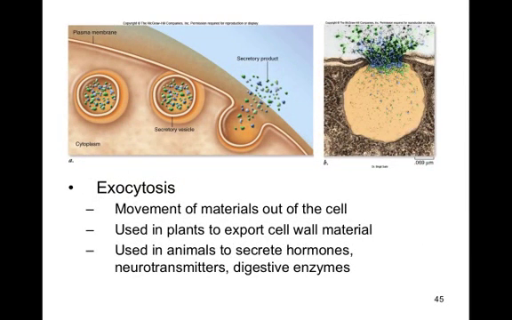Exocytosis is the movement of materials out of the cell. It's used in plants to export the materials they use to build their cell walls. And in animals, we use it to secrete hormones or neurotransmitters or digestive enzymes, or maybe even waste products that can be picked up by the blood and then excreted from the body.